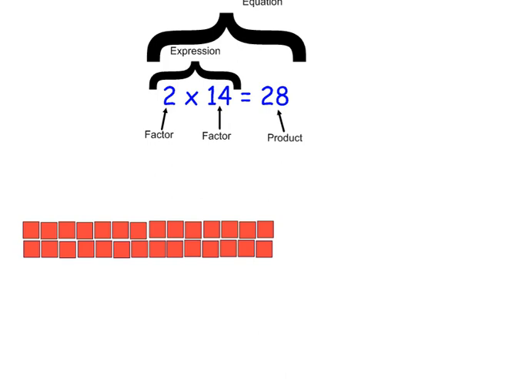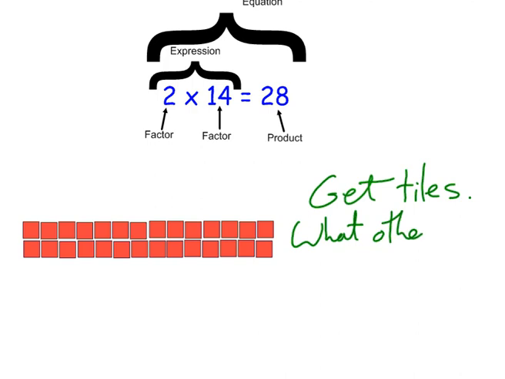Using tiles, we can identify what the factors are by making rectangles. Whatever we have, these are 28 tiles. That is our product. And no matter what, we have to make a clear rectangle which will represent that. So I'm going to ask you to right now go and get some tiles. Once you've got your tiles, what other rectangles can you make? Full rectangles that will still use all 28 tiles.